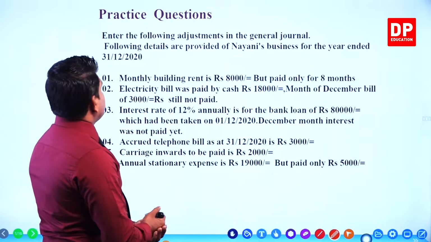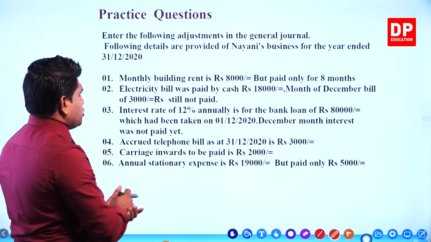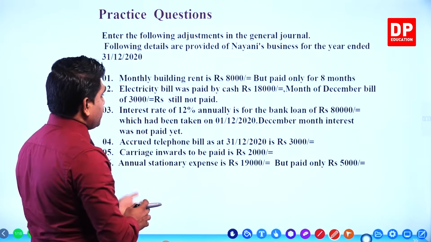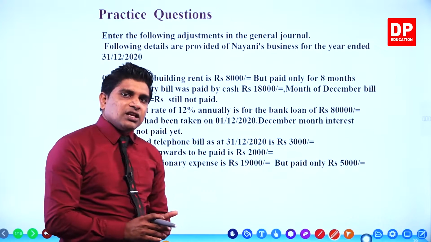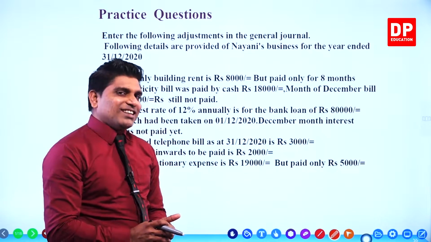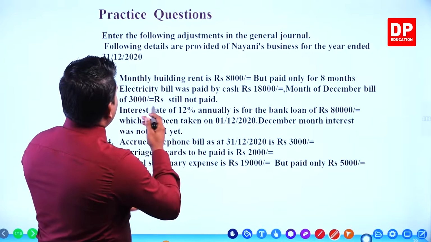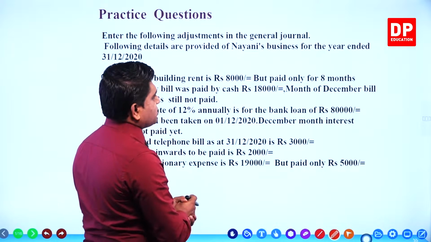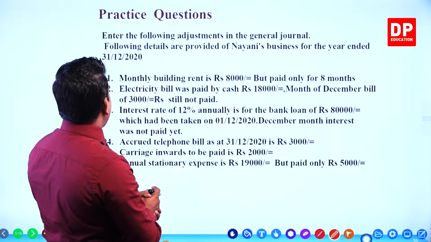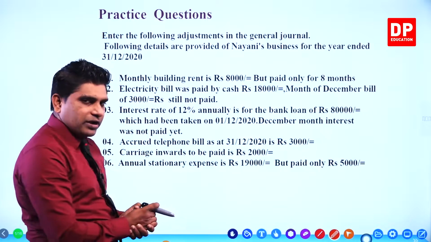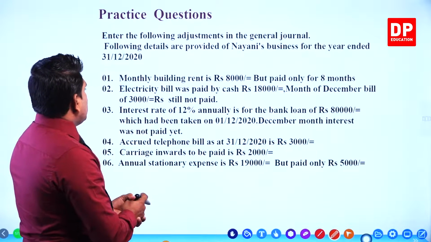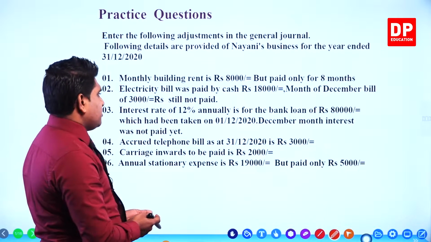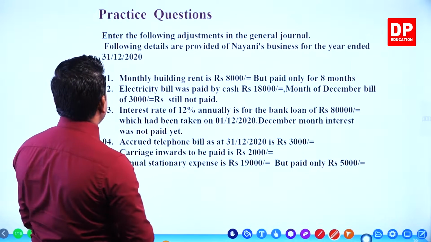Practice questions. Enter the following adjustments in the general journal. Why do they ask for the general journal? Because adjustment entries are recorded in the general journal. That's why, right? Then the following details are provided of Nayan East business for the year ended 31st December 2020. There are 6 transactions, not 5, 6 transactions.